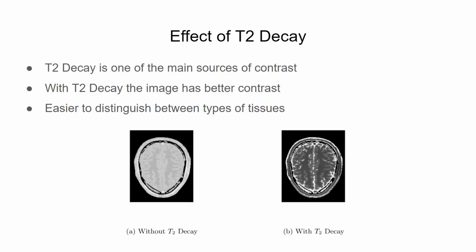We know that T2 decay is the main source of contrast in MRI images. We tested our simulator with and without T2 decay, and we can see that the image with T2 decay has better contrast, while the image without it is more black and white.